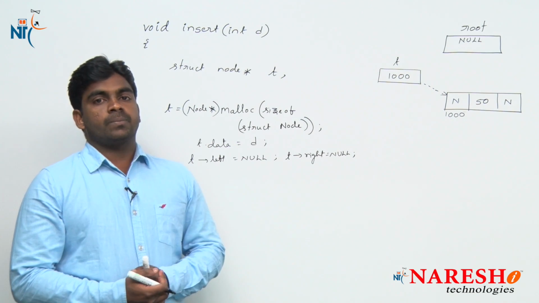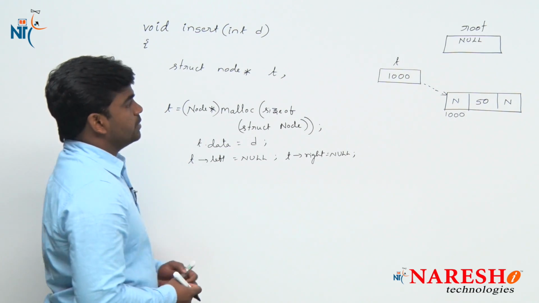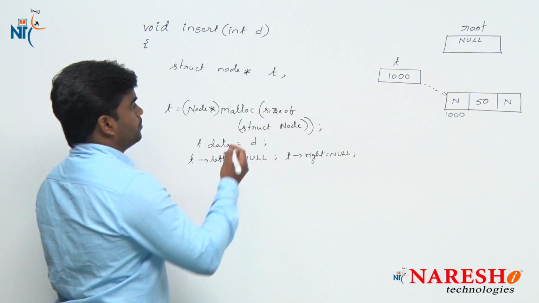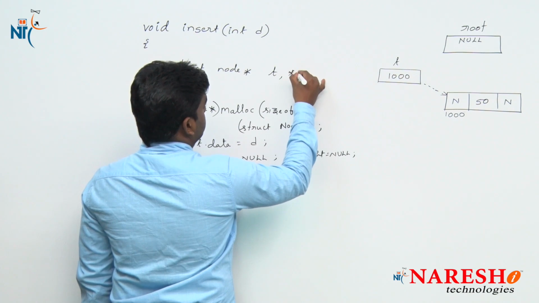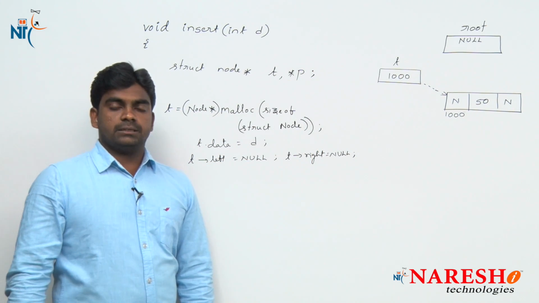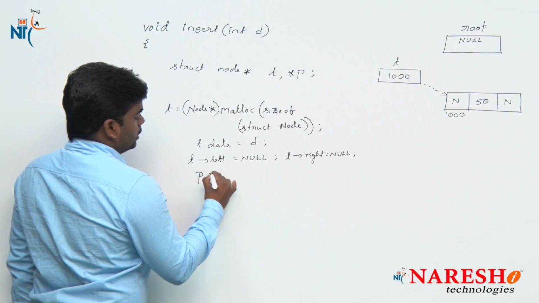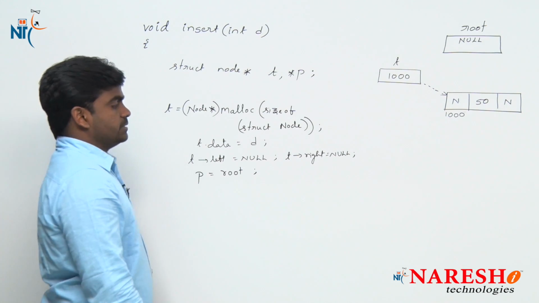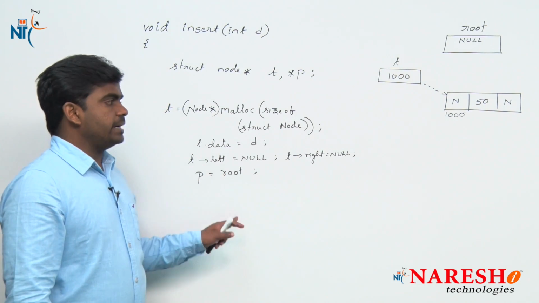Next, where do we have to connect? First we need to consider one more pointer variable, a parent. P is nothing but a parent. Into P we are taking the root value first. Actually this is for the remaining connections, but I am writing it here.